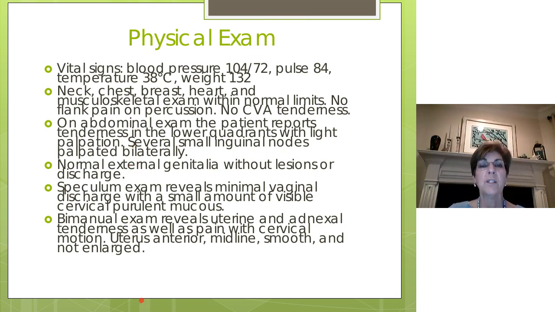Her neck, chest, breast, heart, and musculoskeletal exam are normal. No flank pain on percussion, no CVA tenderness. It's basically the same thing. On an abdominal exam, the patient reports tenderness in the lower quadrants with light palpation, and several small inguinal nodes are palpated bilaterally. She has a normal external genitalia exam with no lesions or discharge. Speculum exam reveals minimal vaginal discharge with a small amount of purulent mucus visible at the cervical os. Bimanual exam reveals uterine and adnexal tenderness, as well as pain on cervical motion. The uterus is anterior, midline, smooth, and not enlarged.